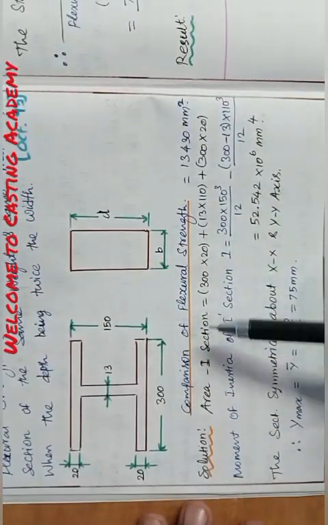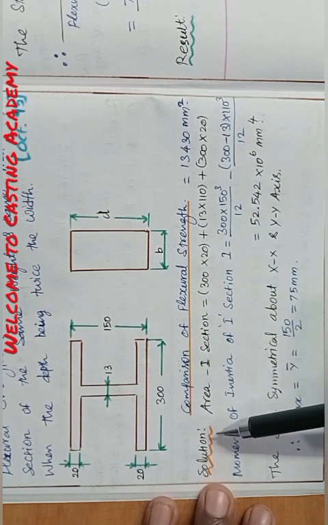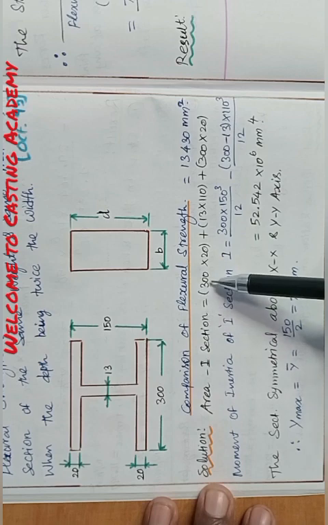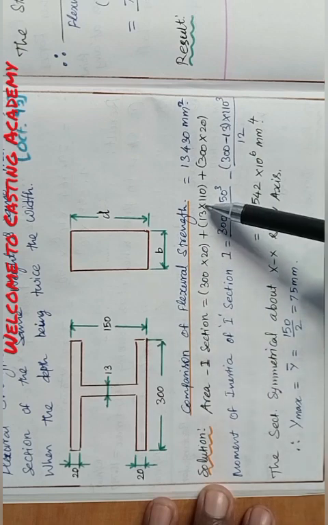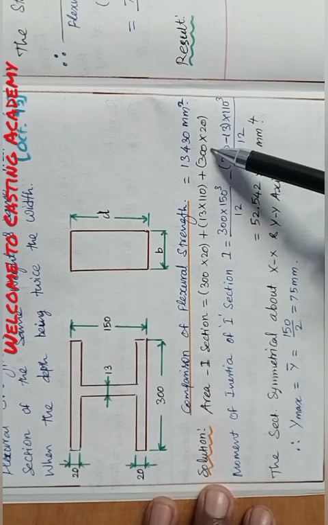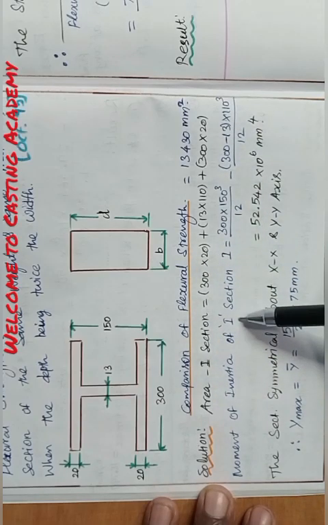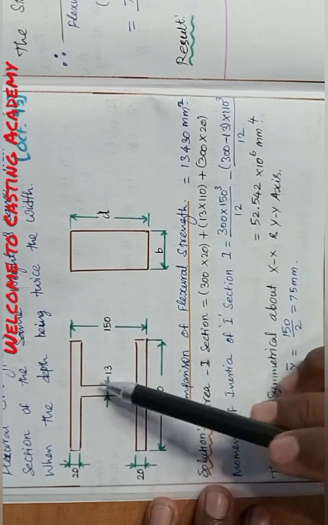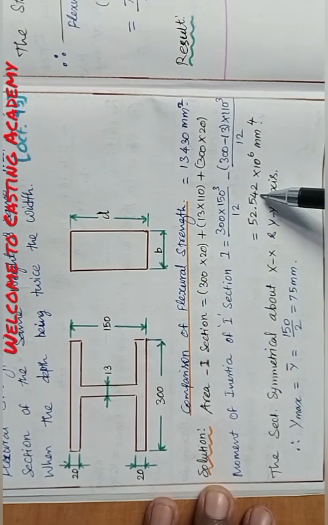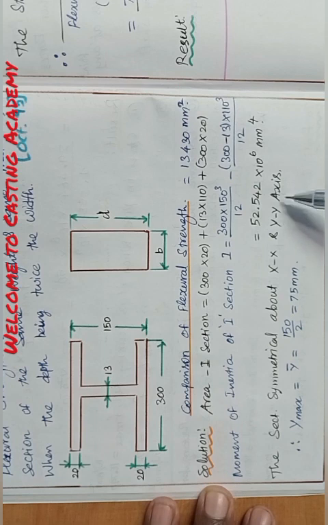Now the comparison of flexural strength. First of all, the area of the I section equal to 300 into 20 plus 13 into 110 plus 300 into 20. So this is the area, and then the moment of inertia of the I section equal to BD cubed by 12. So overall moment of inertia minus the inner one, that is 52.542 into 10 power 6 mm power 4. The section is symmetrical about xx and yy axis.